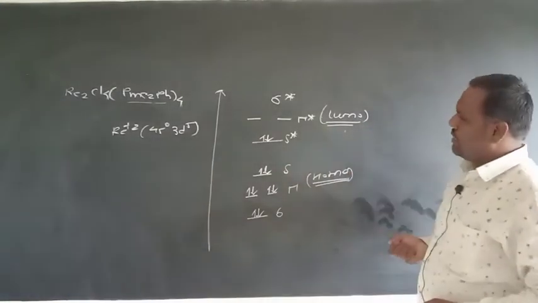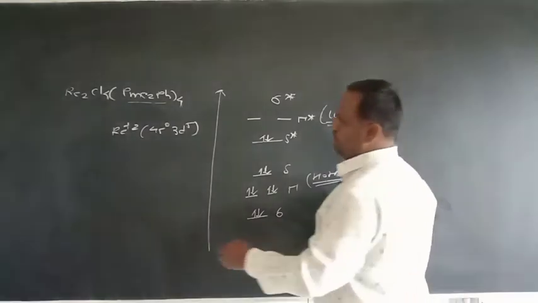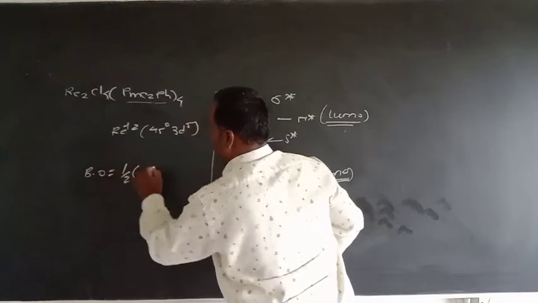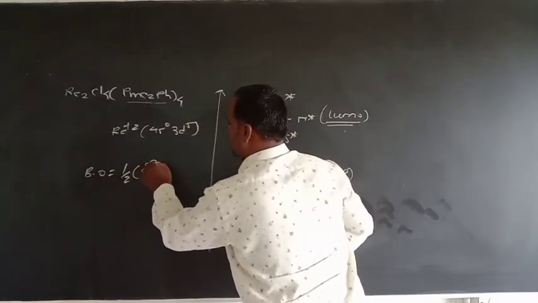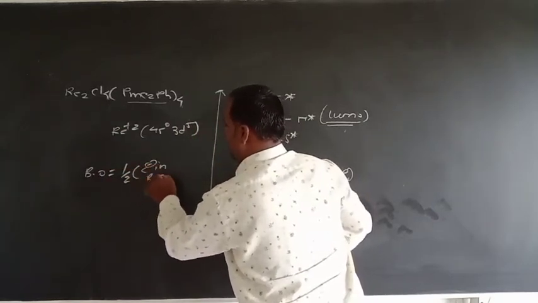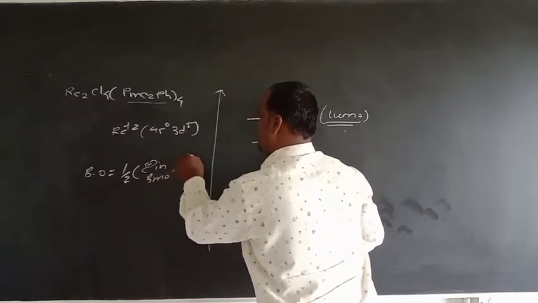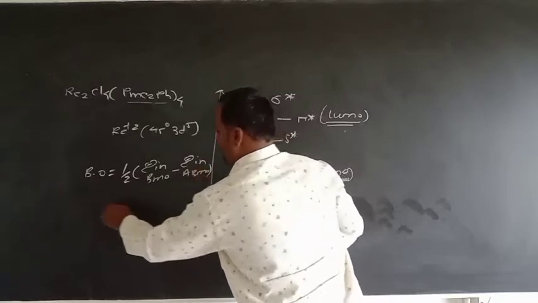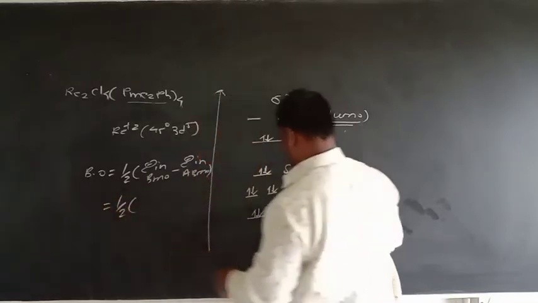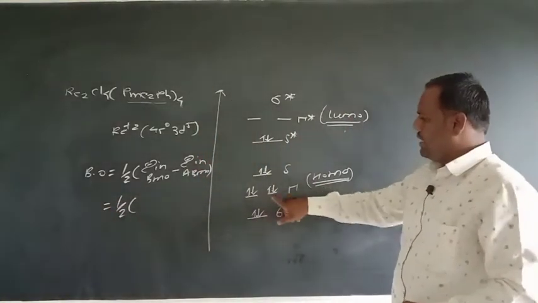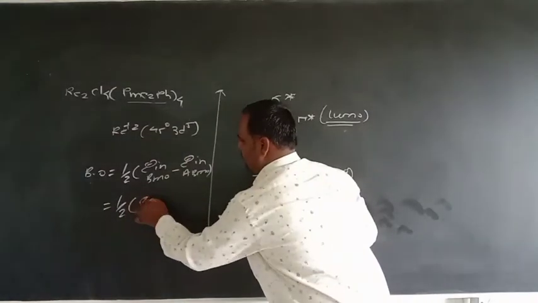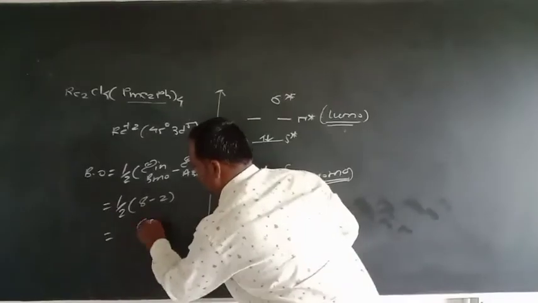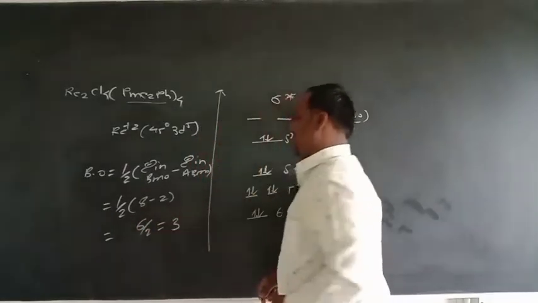For this case, if you find out the bond order, bond order is equal to 1/2 into the electrons in the bonding molecular orbitals minus the electrons in the antibonding molecular orbitals. So 1/2 into (8 minus 2), so it becomes 6/2. So we get 3.